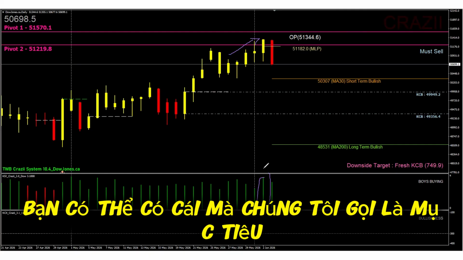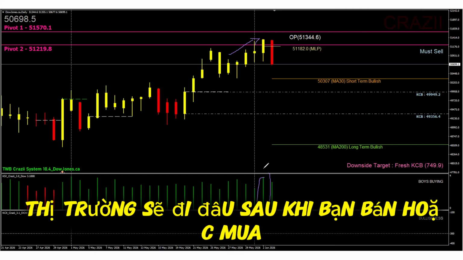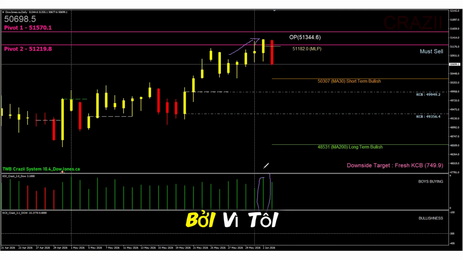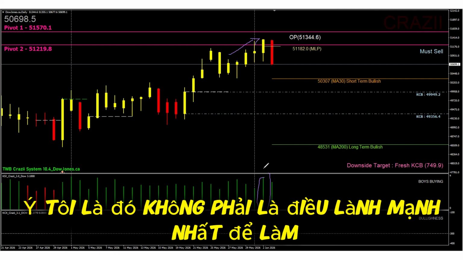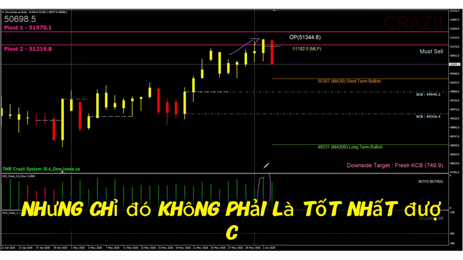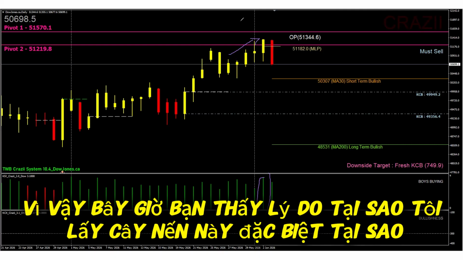You can have what we call a target where the market will go after you sell or buy, but you cannot say, oh, because I want to buy gold, I'll stick to gold itself. I mean, that is not the healthiest thing to do. Not wrong, but just not the best. Okay, so now you see why I take this candle in particular.